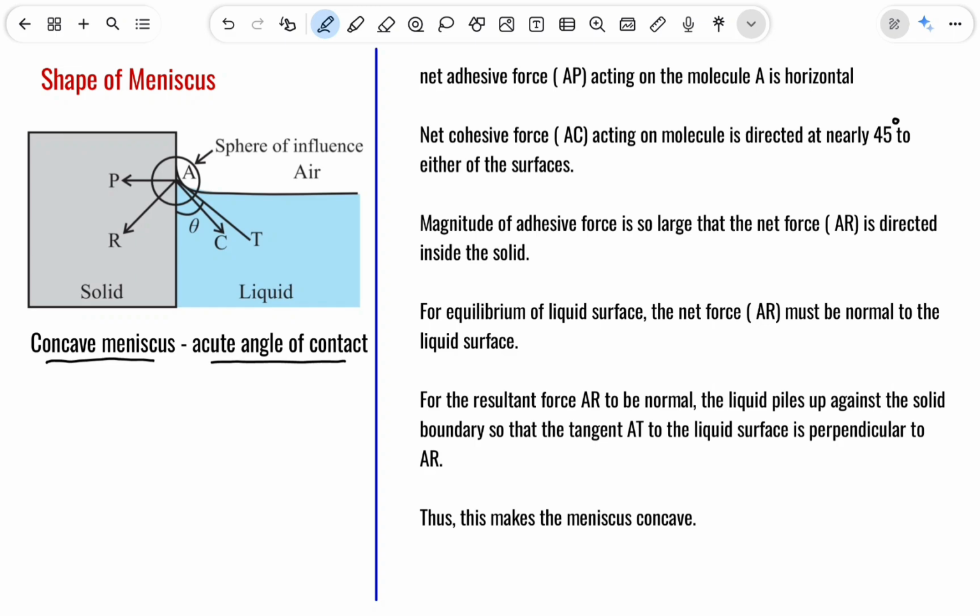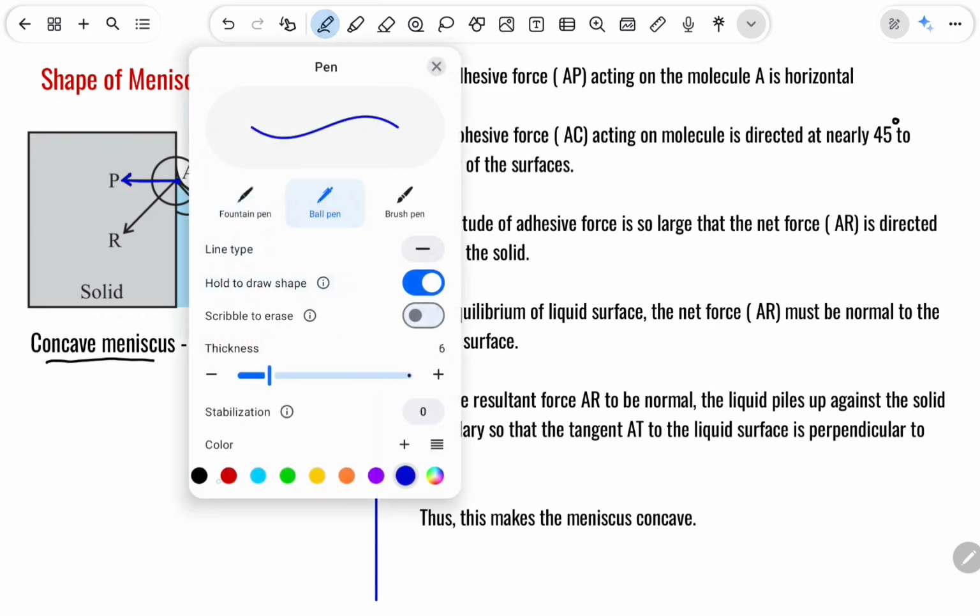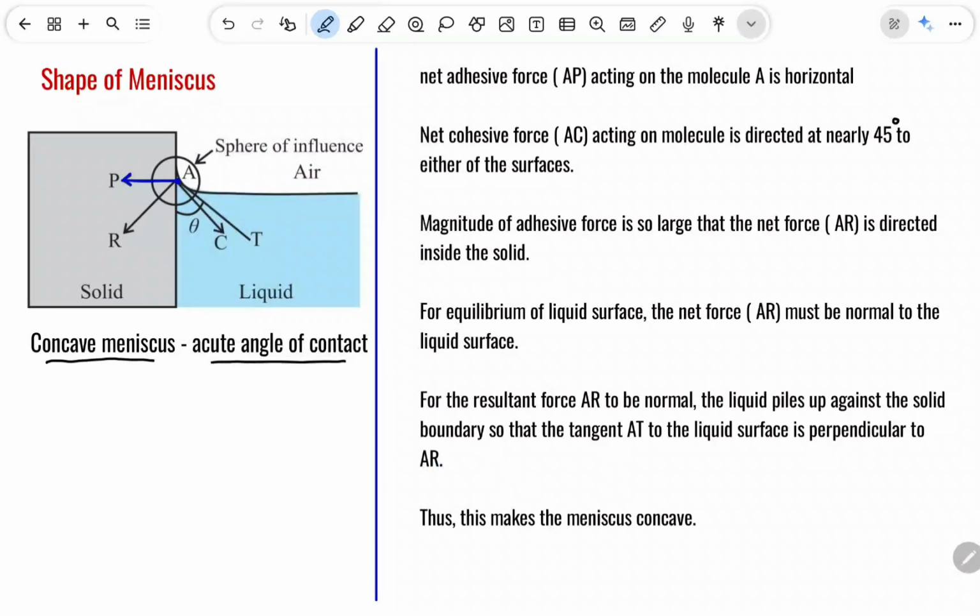So over here in the diagram on the left hand side, we have an adhesive force acting on the liquid particles which is towards left, and it is inside the solid.